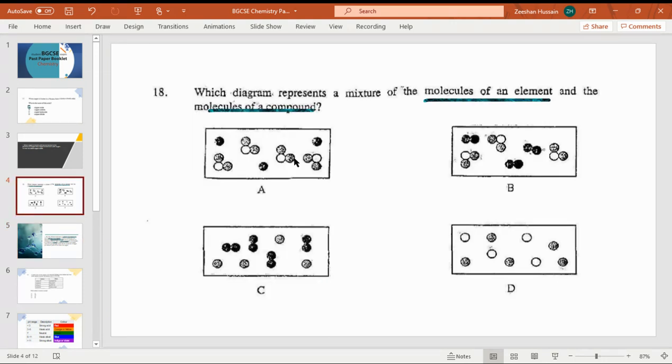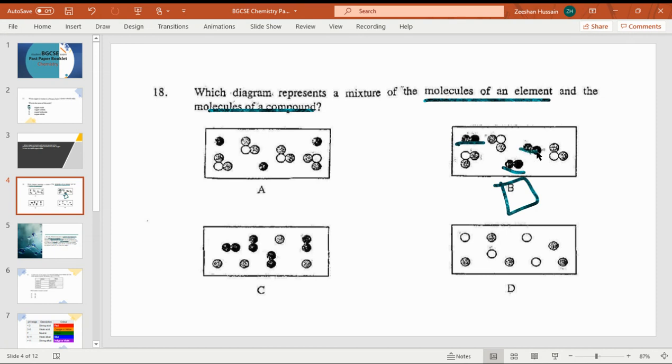So the answer of the question is C. No, not C. Sorry, the answer of the question is B. Okay, how? Let's see. These are the same kind of molecule. The same kind of atom combined to form a molecule. Let's see this one too.